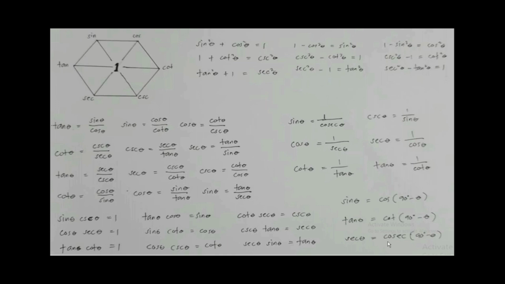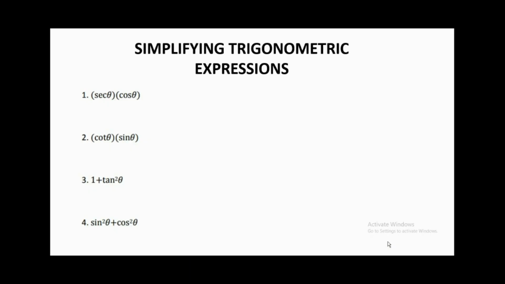Okay, so we have tangent is equal to sine over cosine, sine is cosine over cotangent, cosine is cotangent over cosecant, cotangent is cosecant over secant, cosecant is secant over tangent, secant is equal to tangent over sine, and so on. And there are approximately 30 plus or more than that trigonometric identities. So now we have here examples of trigonometric equations or expressions that we are going to simplify.